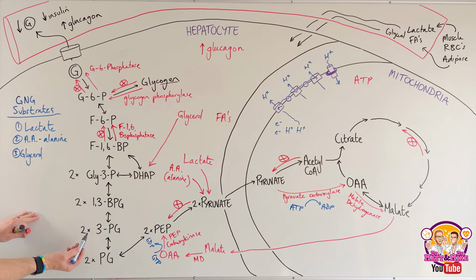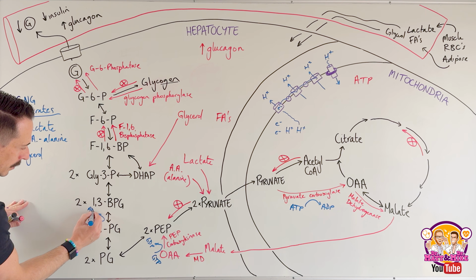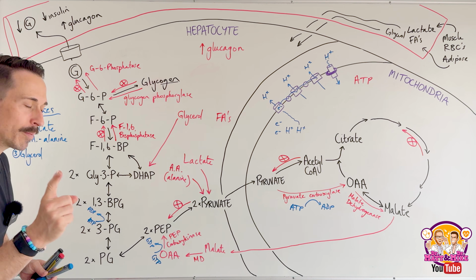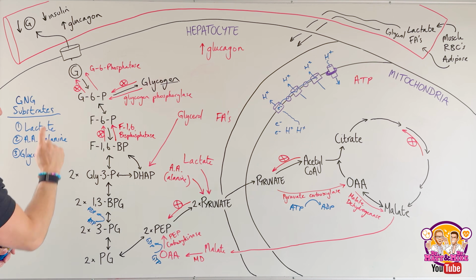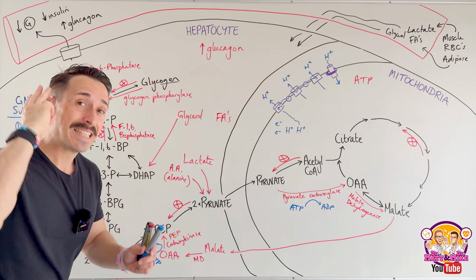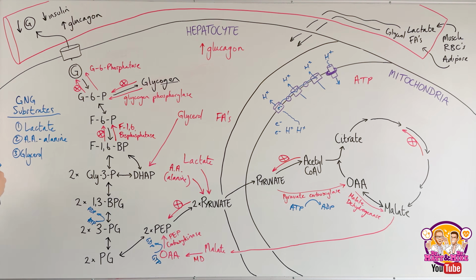And when we turn 3-phosphoglycerate to 1,3-bisphosphoglycerate, that costs us energy in the form of ATP. So we've just wasted 3 energy molecules. But in actual fact, remember, we're taking 2 pyruvate to make 1 glucose. So double that. We're actually wasting 6 ATP. So gluconeogenesis costs us 6 ATP.